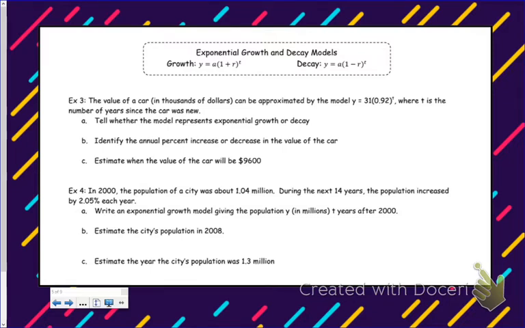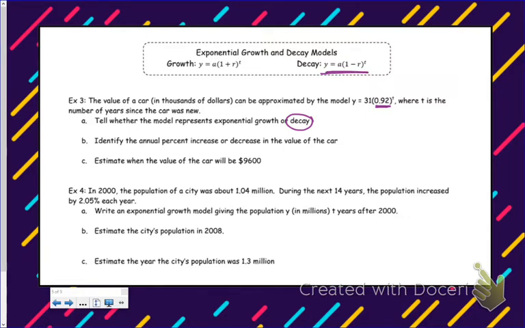Okay. So the first thing we need to determine is whether or not this model is showing growth or decay. And the way we can tell that is based off of our base. So our base is less than 1, so this is showing decay, right? It also makes sense for the problem that a car is going to, the value is going to decrease as you continue to drive it. So since it's decay, we know we are using this model equation up here.